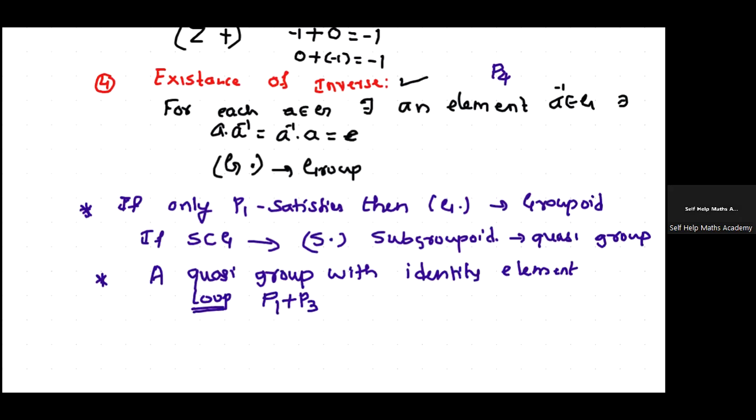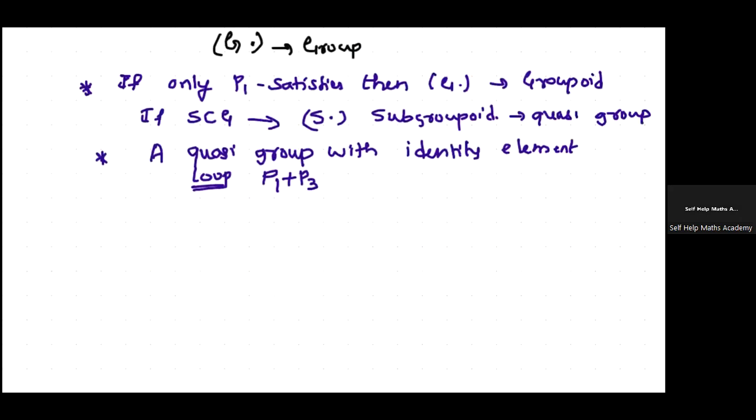And then the third one: if only the postulates P1 and P2 are satisfied by a given set G together with a binary operation. When I say P1 and P2, it means it satisfies the closure property and the associative property. Then we call it a semigroup.